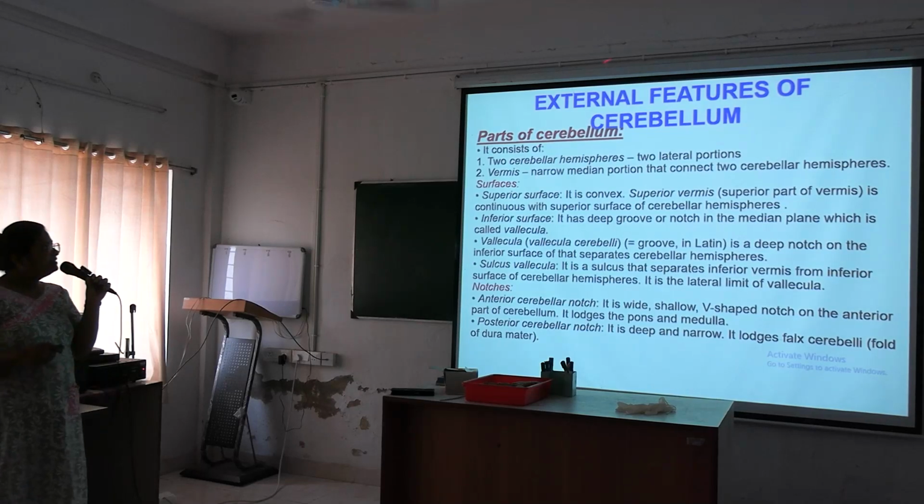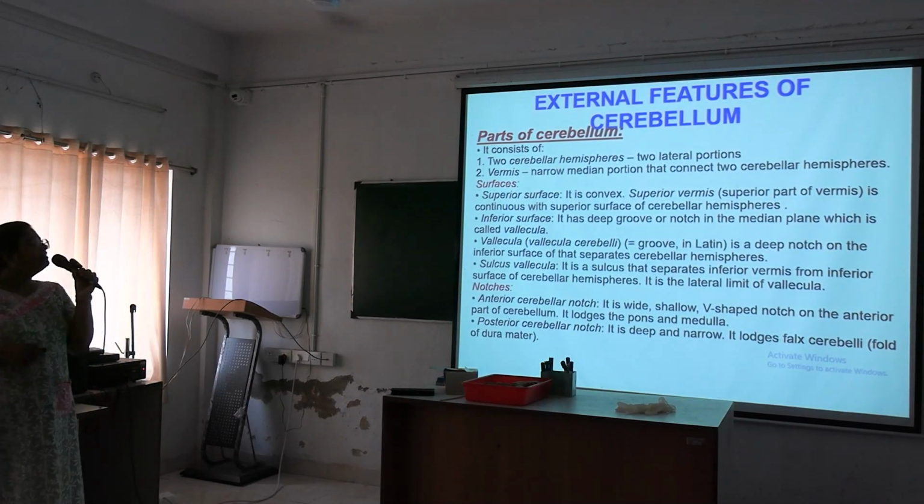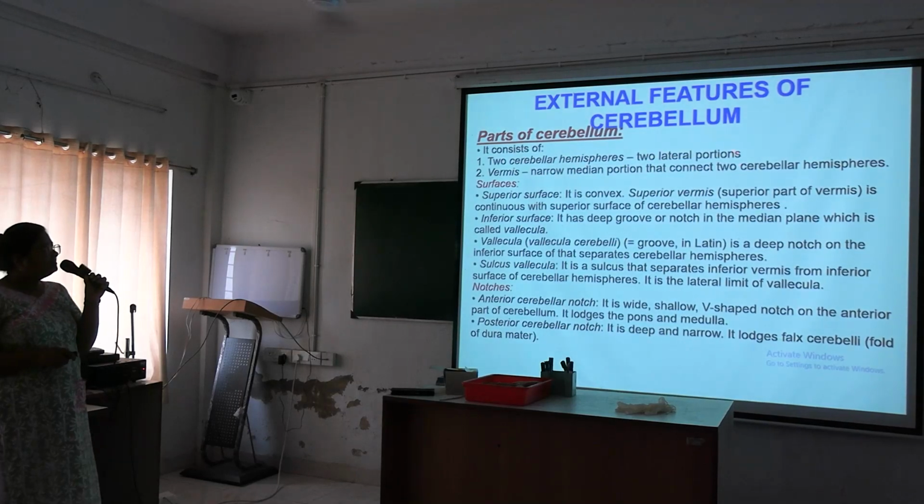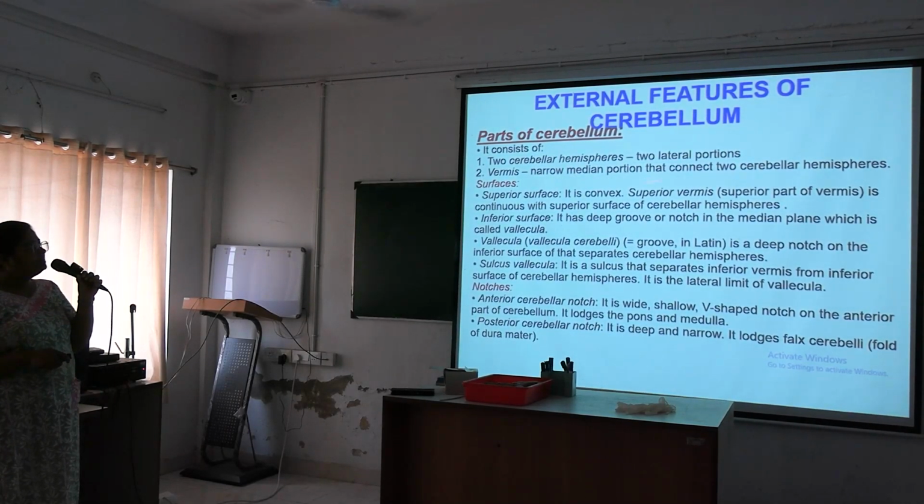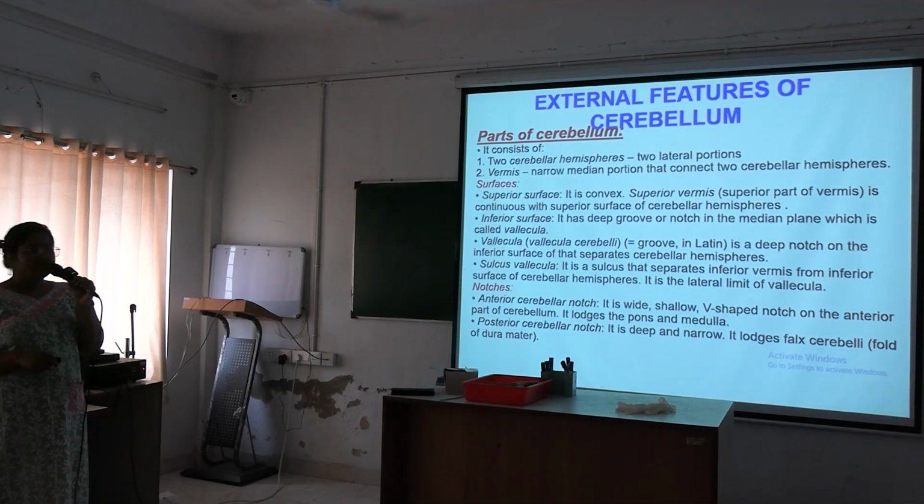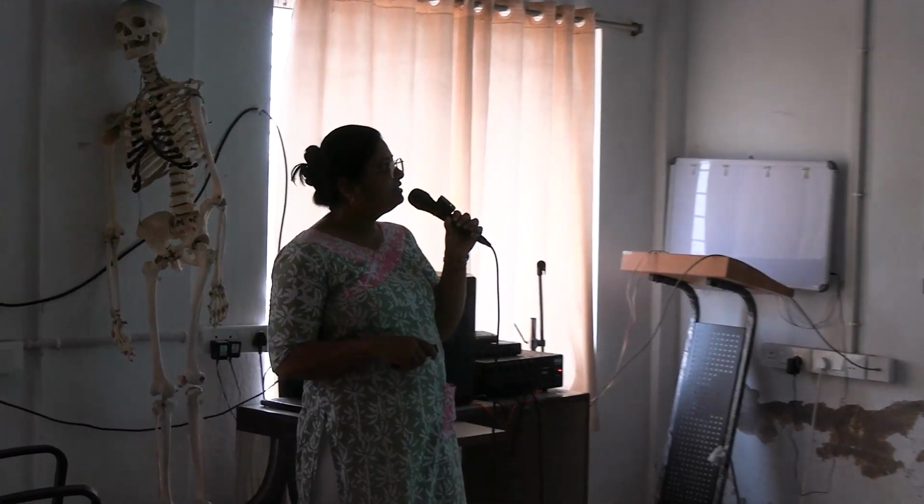So we will discuss these parts in details. First, we will discuss the lobes. Two cerebellar hemispheres, two lateral portions, and vermis is a narrow median portion that connects the two cerebellar hemispheres. So first, we will discuss the surfaces. Superior surface is convex, and superior vermis means superior surface of the vermis. Superior part of vermis is continuous with the superior surface of cerebellar hemispheres.